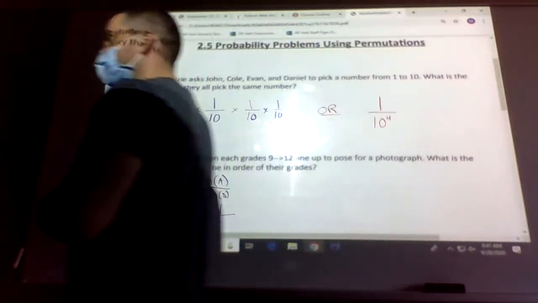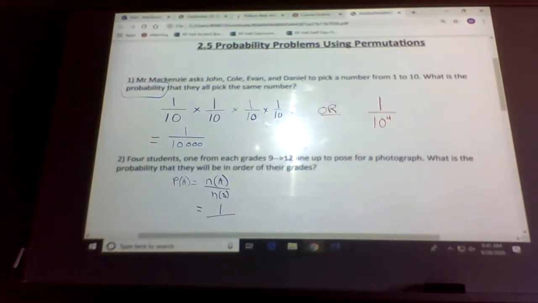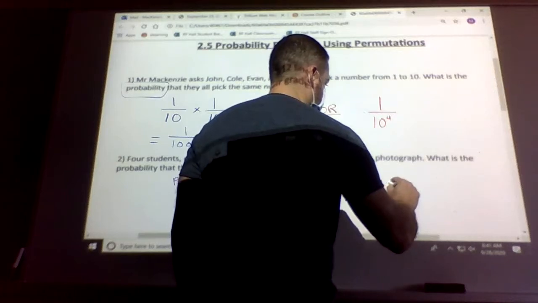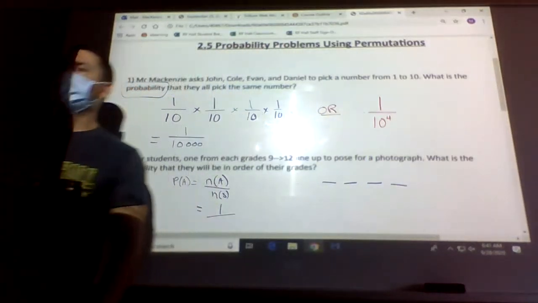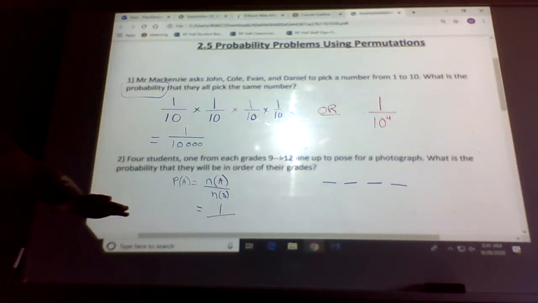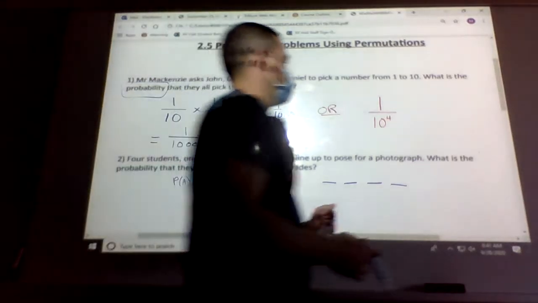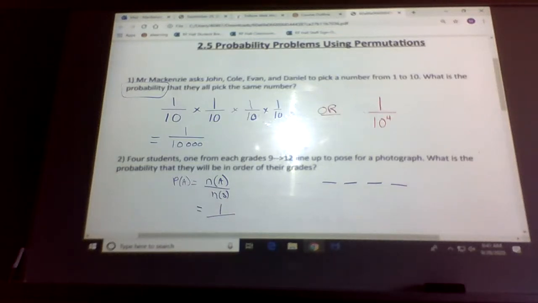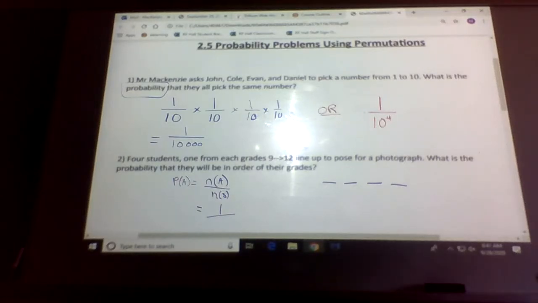Now we want the total number of possibilities. So I'll break it down like this. For the total number of possibilities: 4 students, one from each grade, and they're in a line. Anytime it's in a line, you should automatically be thinking factorials. Anytime it's a line or a row, it should be factorials, but I'll show you.